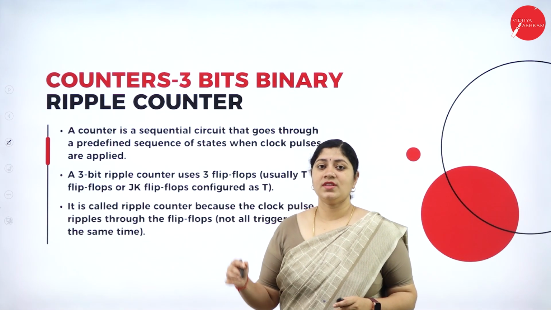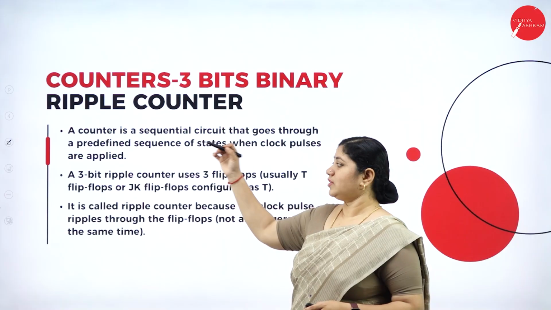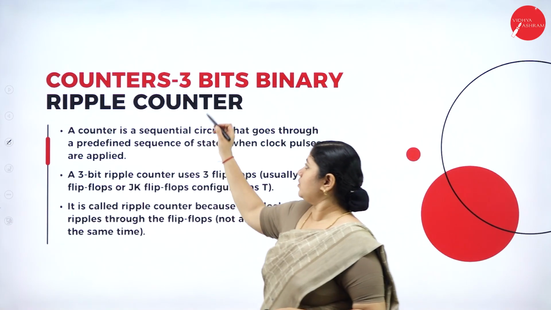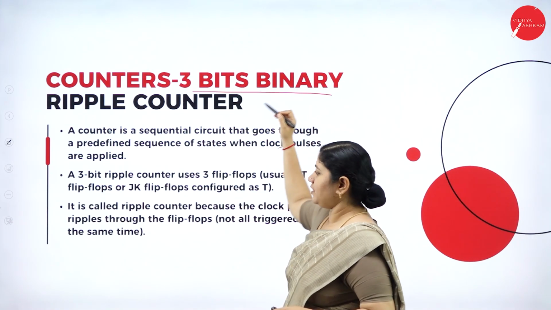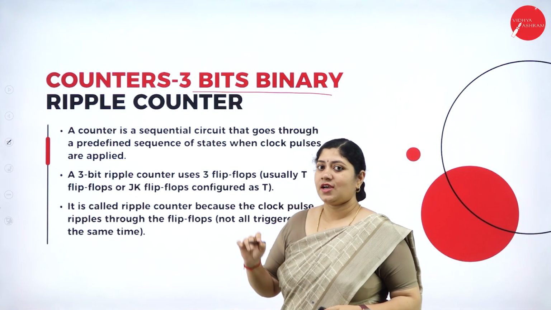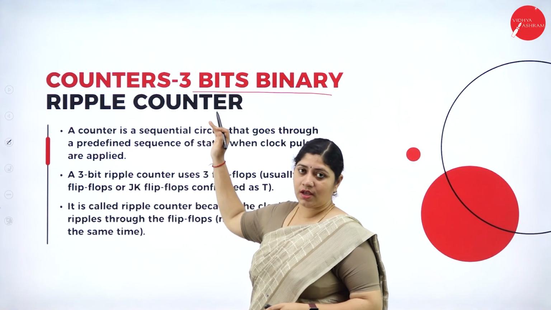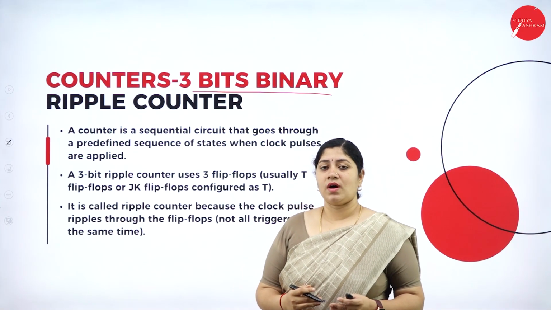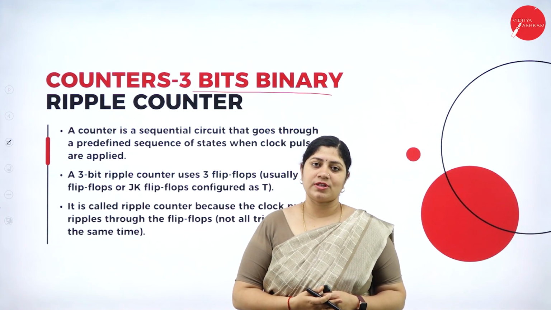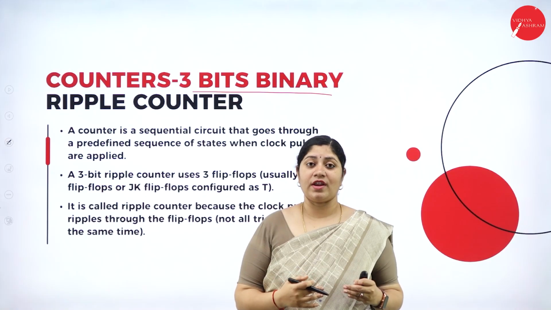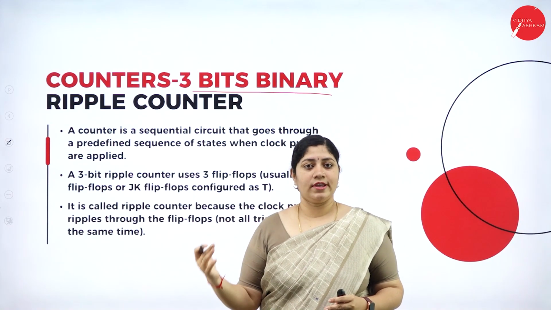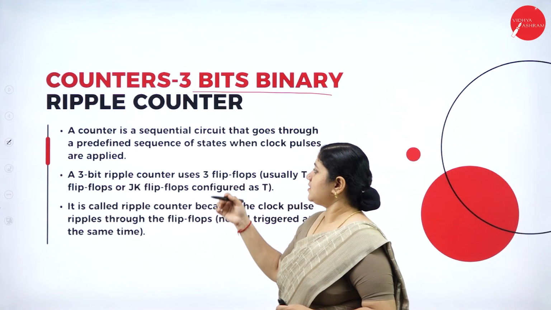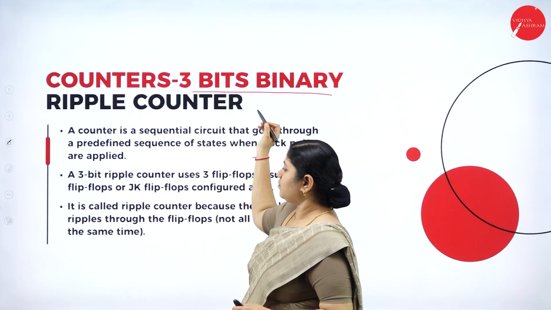Let's head up with understanding the counter. Yes, let's head up with counter, that is a 3-bit binary ripple counter. Great. First, let's understand each and every word. Starting with counter. Counters are nothing but a basic block of digital electronic circuit which is used to count the events. Clear?